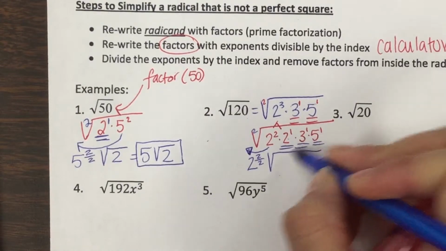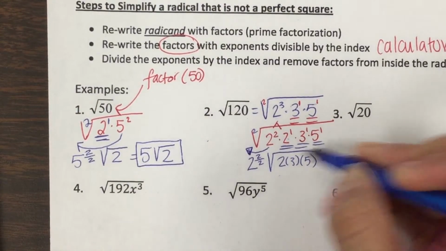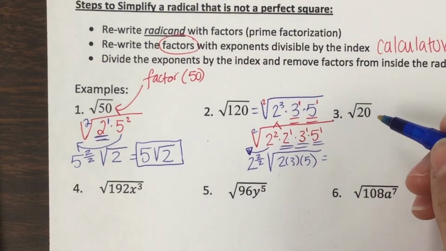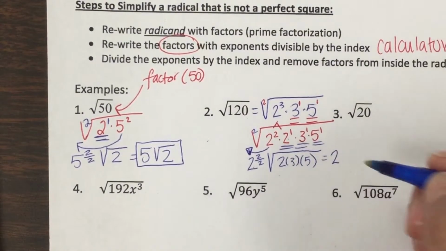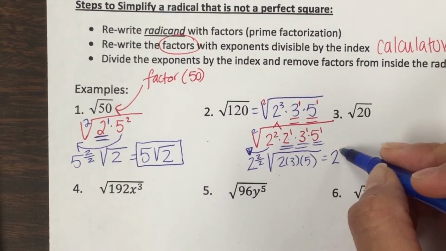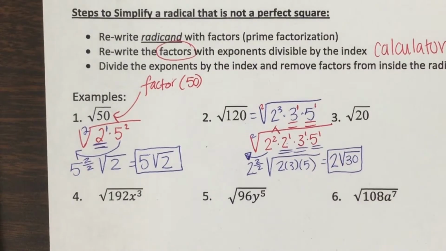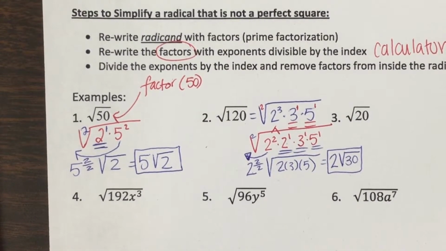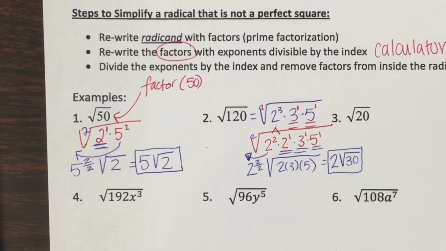2 times 3 times 5 will stay under the radical, and then you simplify. 2 exponent 2 divided by 2 is 2, and then 2 times 3 is 6, 6 times 5 is 30. So square root 30. Again, they can put numbers in their calculator, but you teach them that method so they apply it to variables. So you would apply the same rule to something like number 4.